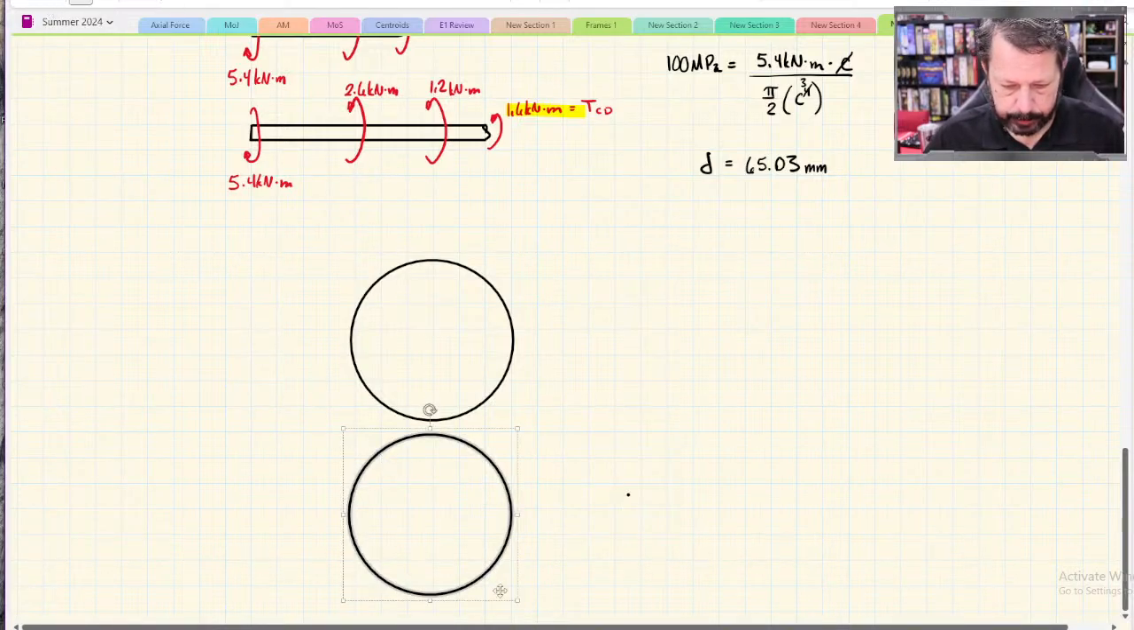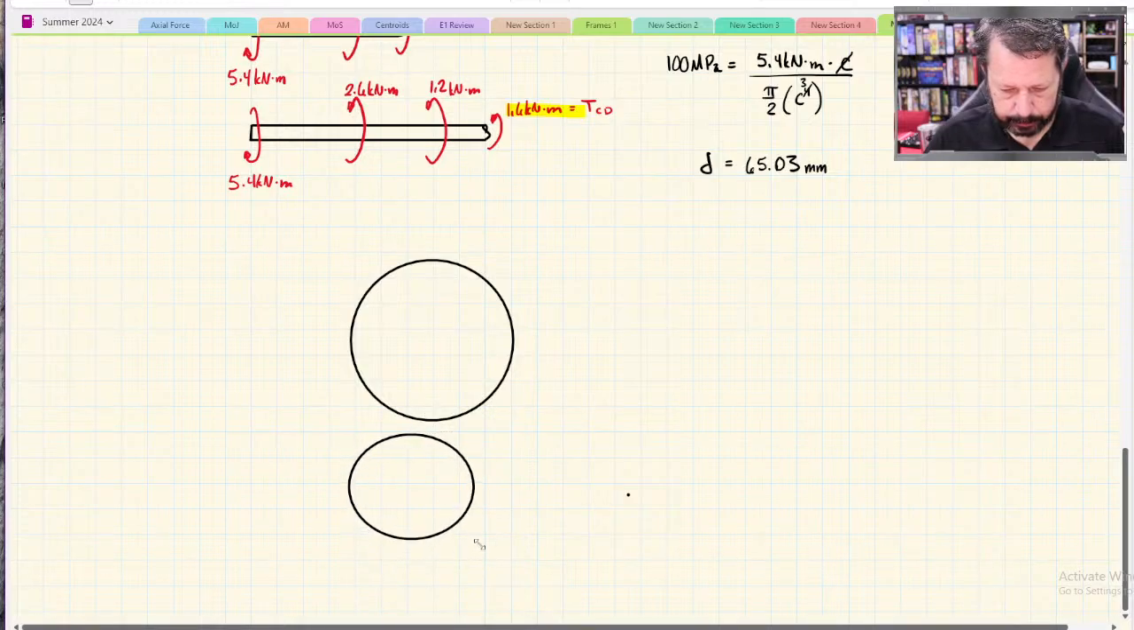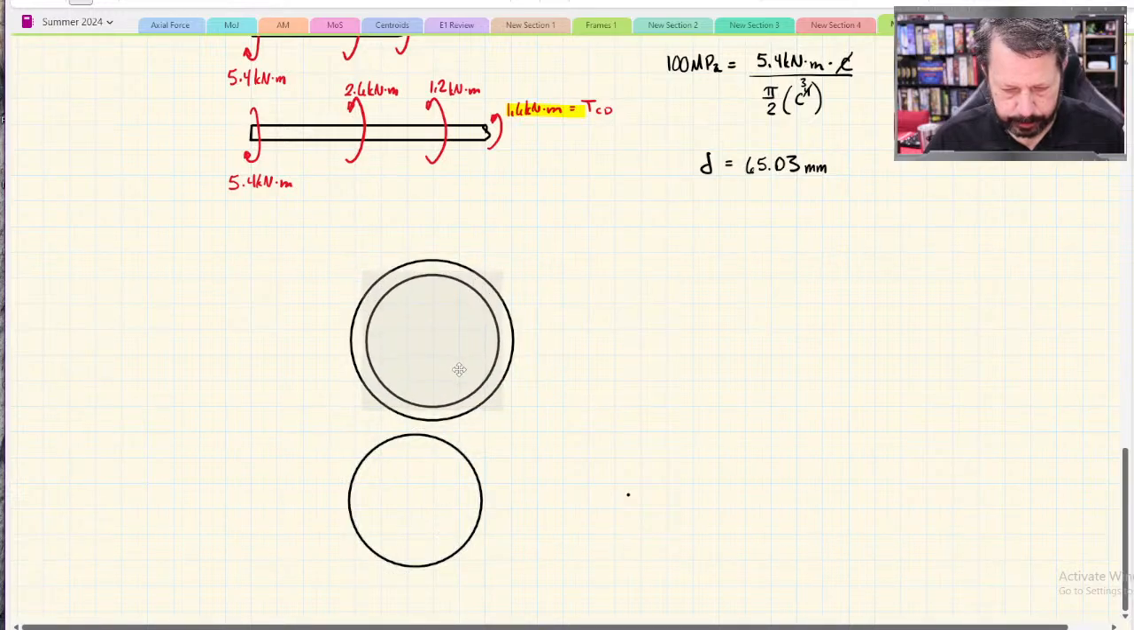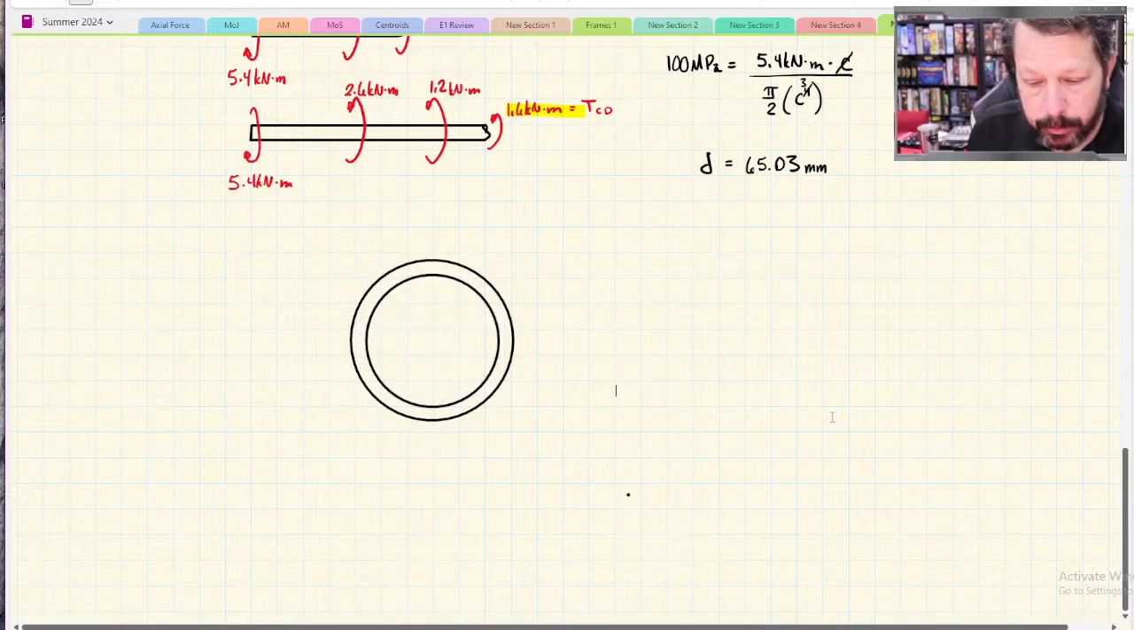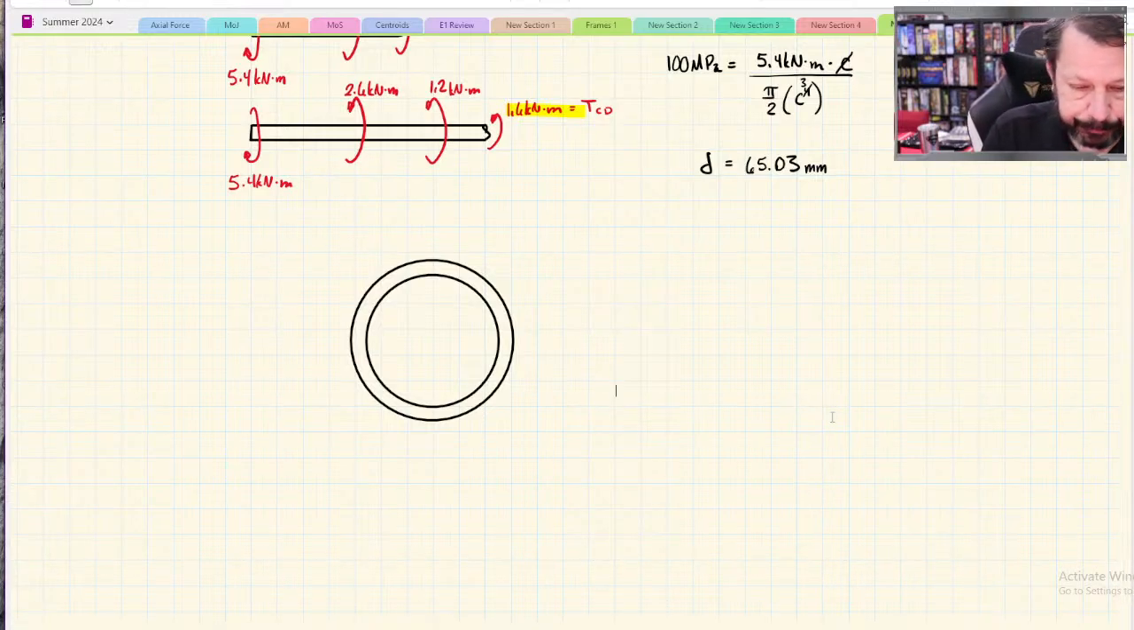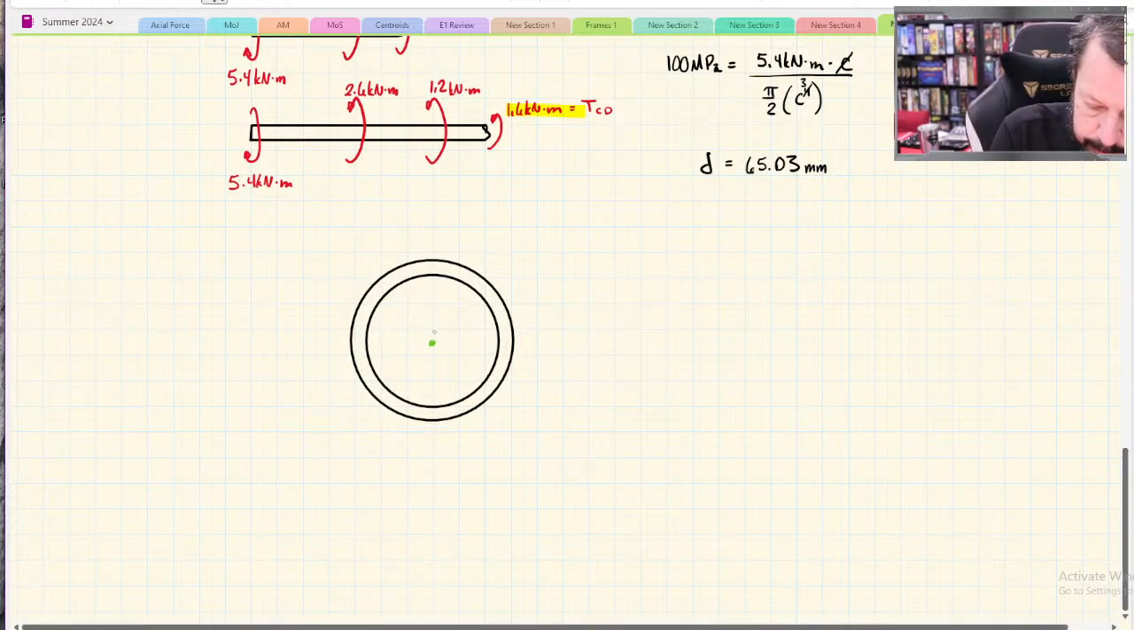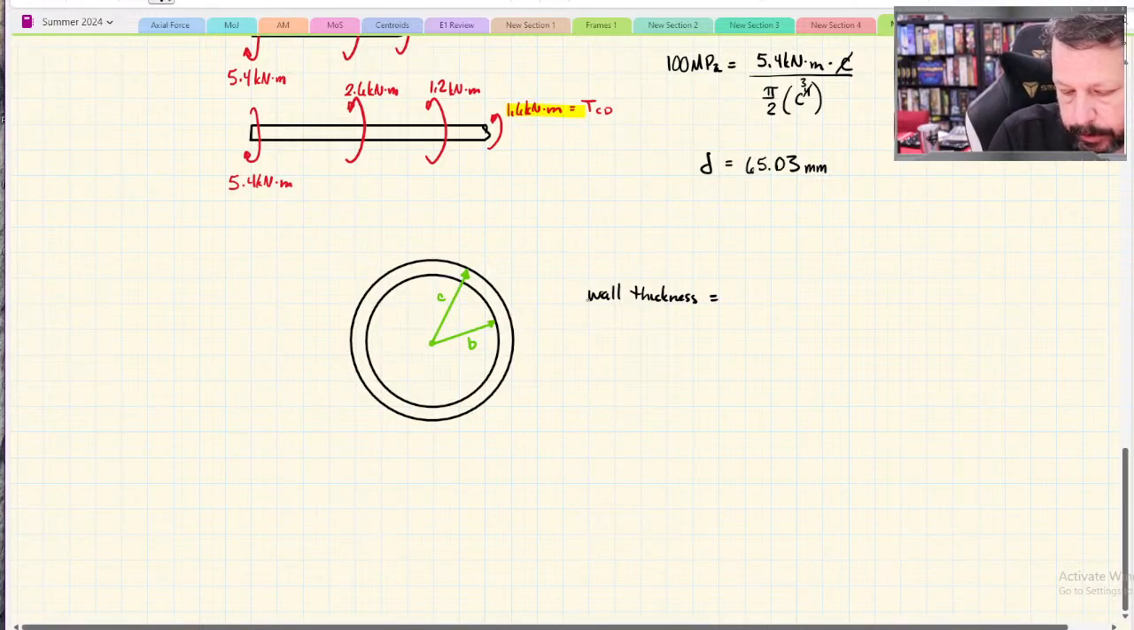There's our tube. So if you are working on one where you want to do wall thickness, and you've got the inner radius as B, outer radius as C, then the wall thickness is easy enough. Wall thickness equals C minus B. So that's not a big deal.